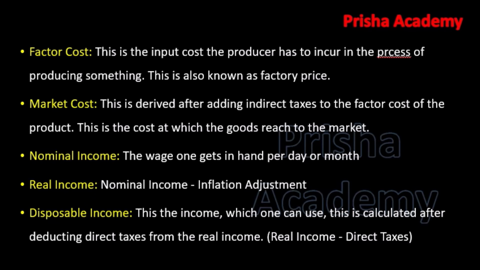Above the factory price, certain charges will be added. And market cost is derived after adding indirect taxes to the factor cost of the product. This is the cost at which the goods reach the market. So when we add indirect taxes to the factor cost, the cost will be called market cost, at which we buy from the market.